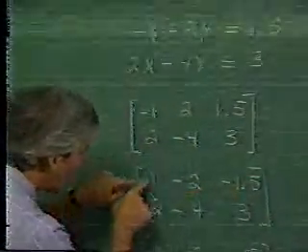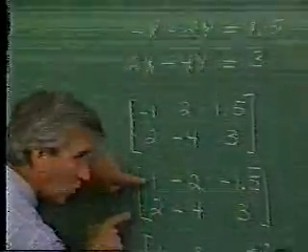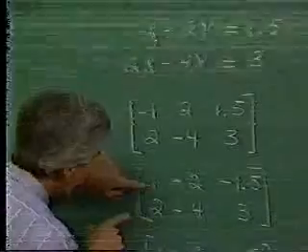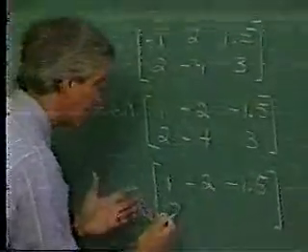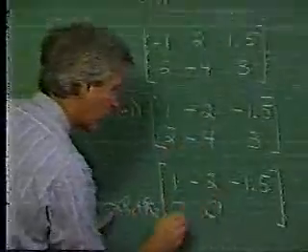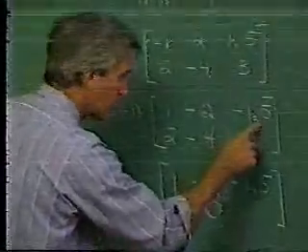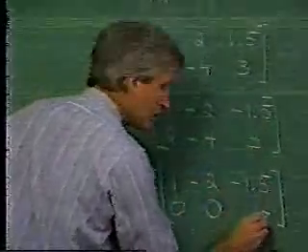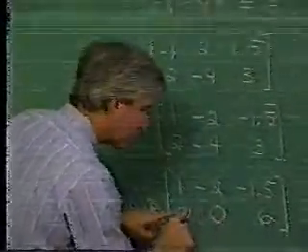All right, now we wish for this entry to become a 0. So we'll multiply row 1 by negative 2 and add to row 2. So negative 2 times row 1 plus row 2 gives us a 0 here. But look at what else happens. Negative 2 times negative 2 is 4. 4 with negative 4, 0. Negative 2 times negative 1.5 is 3. 3 and 3, 6.